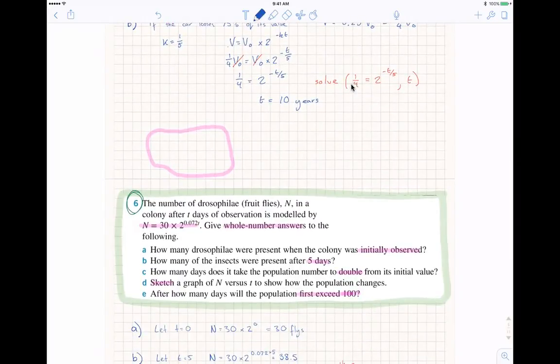T equals 10 years. Again, we could do it without the calculator because 1/4 is in fact equal to 2 to the negative 2. Equating the exponents, we have -2 equals -t/5. Multiplying both sides by -5, and we end up with t equals 10.